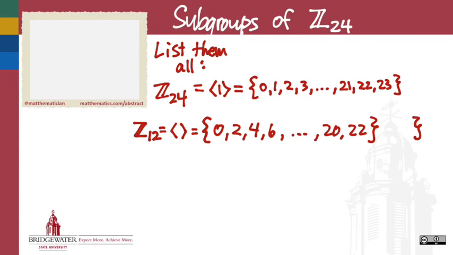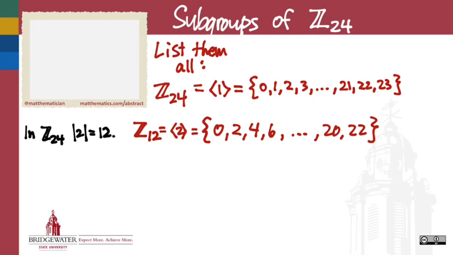In Z24, 2 is an example. Sure. This is the cyclic subgroup generated by 2, because it's 2 plus 2, it's 2 plus 2 plus 2, 2 plus 2 plus 2 plus 2, and so on up to 22. So here's the cyclic subgroup generated by 2. It's got 12 elements in it. So what is the order of the element 2 in Z24? 12. The order of 2 is equal to 12.